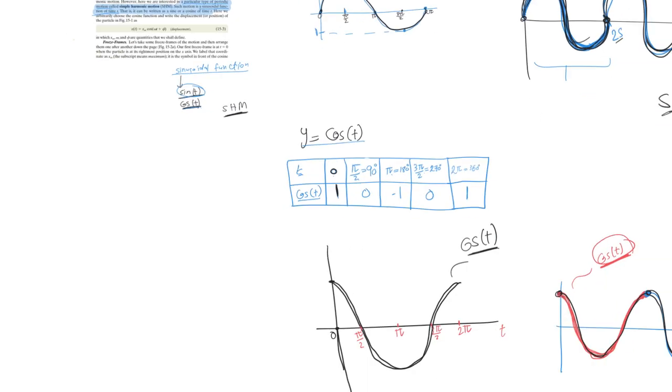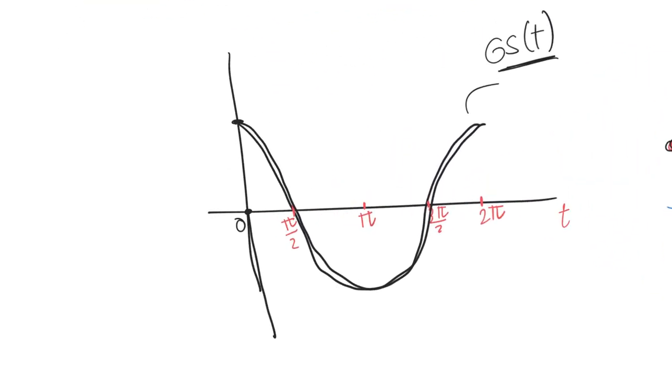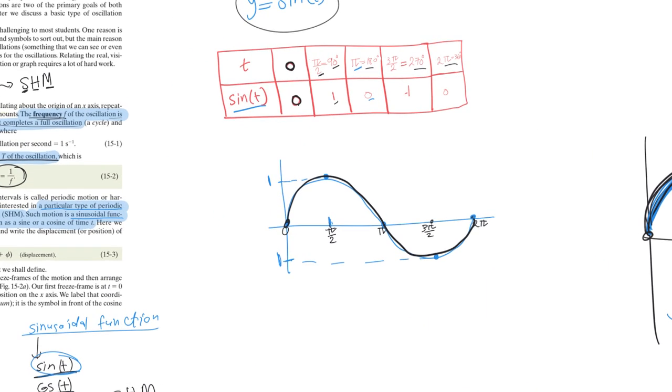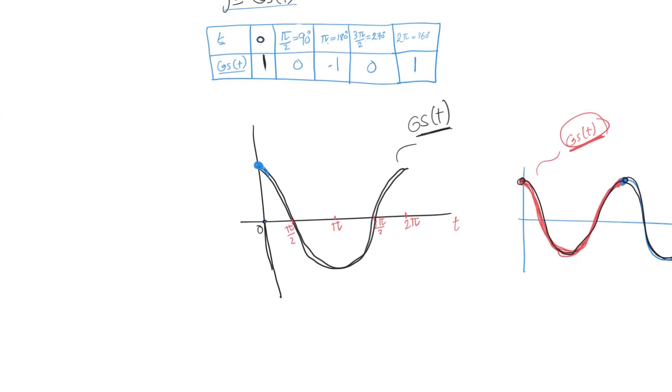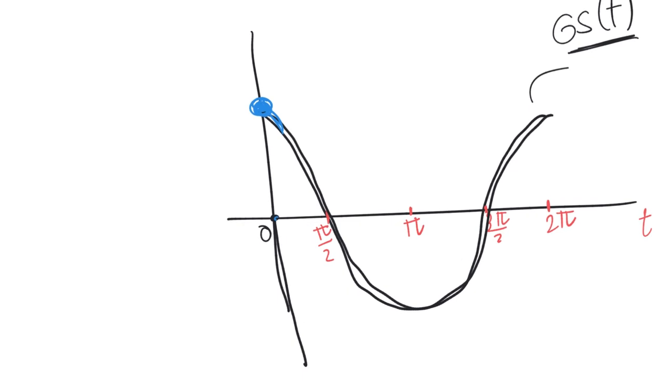If we return here to cosine t, the motion always starts from a displacement, from a value, not from zero like the sine function. With the sine function, the motion starts from zero, but with the cosine, it starts from the highest displacement from zero, and the highest displacement from the reference point is called the amplitude.